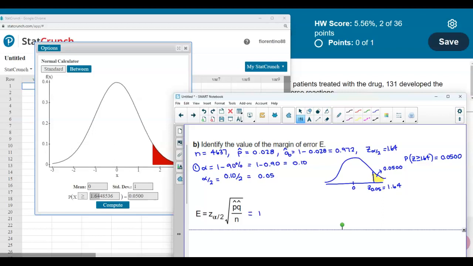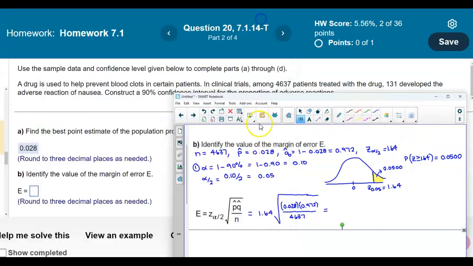So we're going to take 1.64 and then we're going to multiply that by the point estimate of 0.028 times the complement of that, 0.972, and then we're going to divide that by the sample size of 4,637, and they want us to round that to 3 decimal places. So let's go ahead and do that.